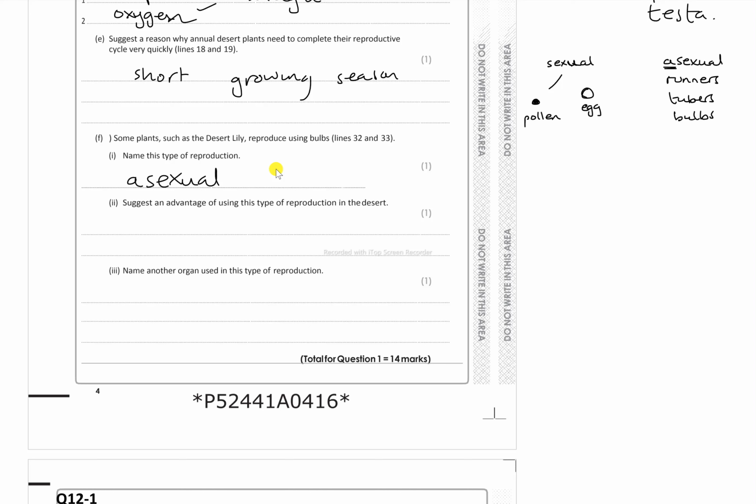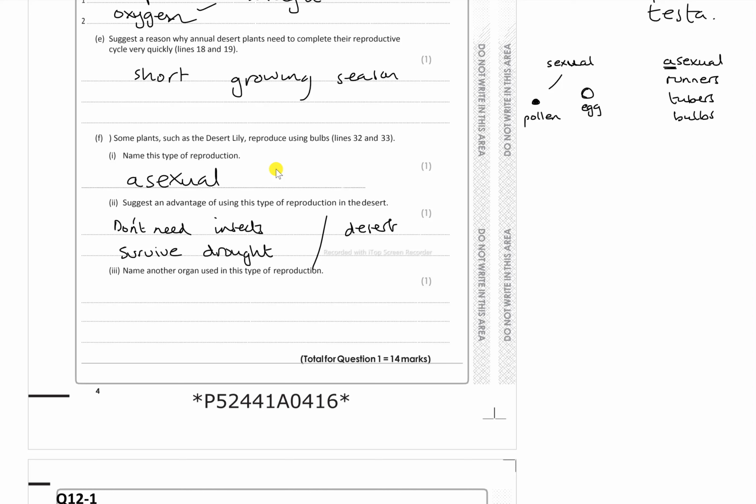Suggest an advantage of using this type of reproduction in a desert, right? So you don't need insects, because in deserts, it's a really harsh environment. You don't have many insects carrying pollen around. Don't need insects. You can say they can survive droughts. They are adapted for the desert.